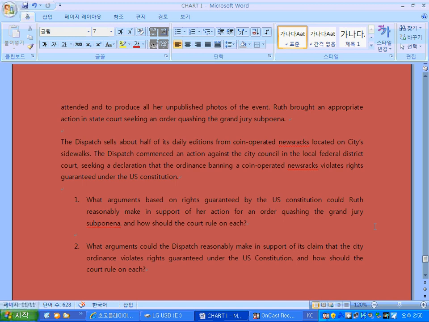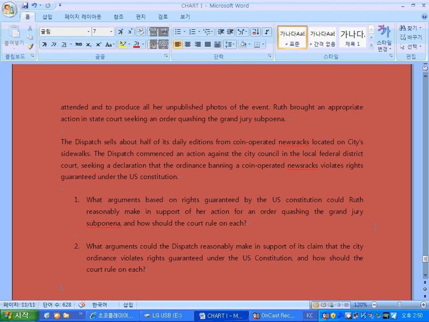And we have another party called Dispatch. Dispatch may claim that the city ordinance is unconstitutional. That claim would be grounded on the First Amendment right. Dispatch will argue the city's ordinance violates its First Amendment right to free speech.